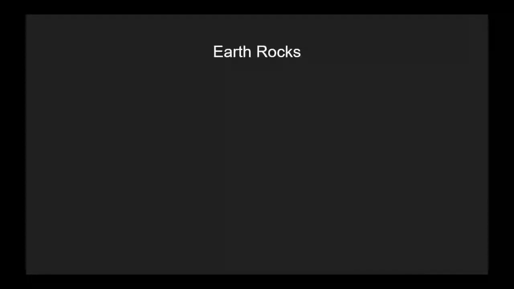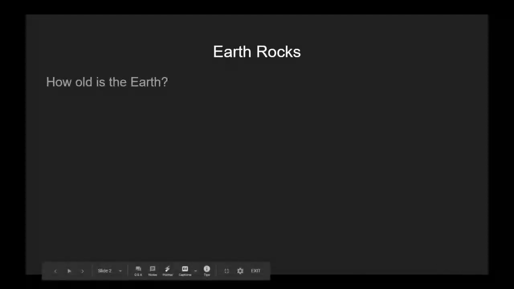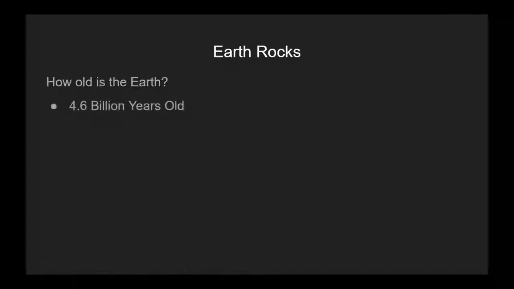So first we want to start by talking about Earth rocks a little bit. So we need to remember how old the Earth is. The Earth is the same age as our sun and the entire solar system, which is 4.6 billion years old.